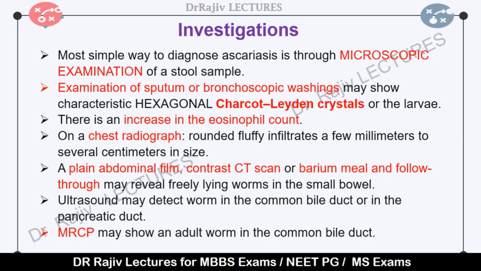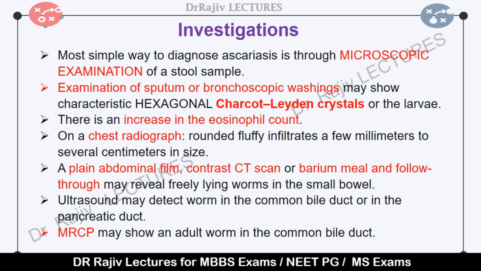The simplest way to diagnose ascariasis is through microscopic detection of characteristic Ascaris eggs in stool samples. Polymerase chain reaction of DNA extracted from stool is used in research and some clinical settings. Examination of sputum or bronchoscopic washings may show characteristic hexagonal Charcot-Leyden crystals or the larvae. Charcot-Leyden crystals are the breakdown products of eosinophils and may be found in the feces and sputum of people with parasitic infections. There is an increase in the eosinophil count, as with most parasitic infestations.